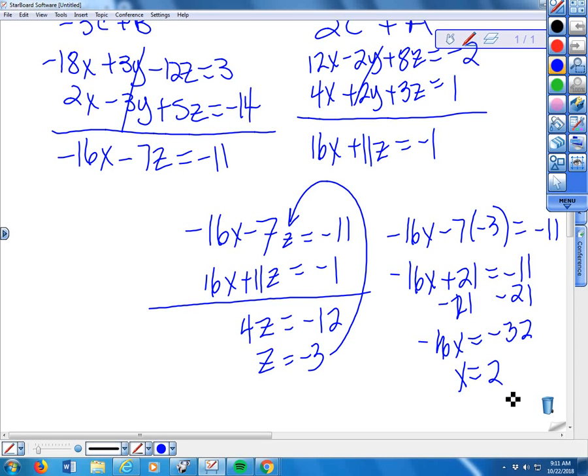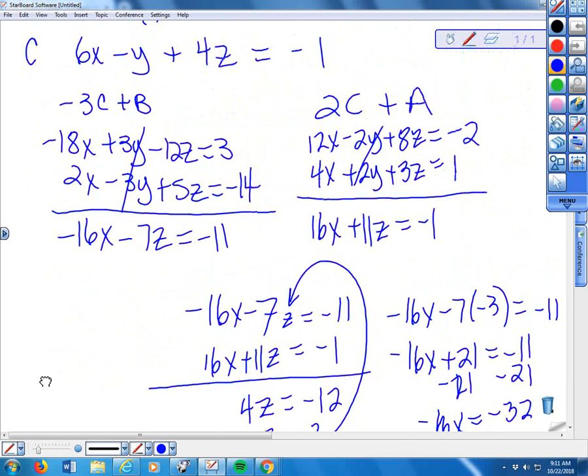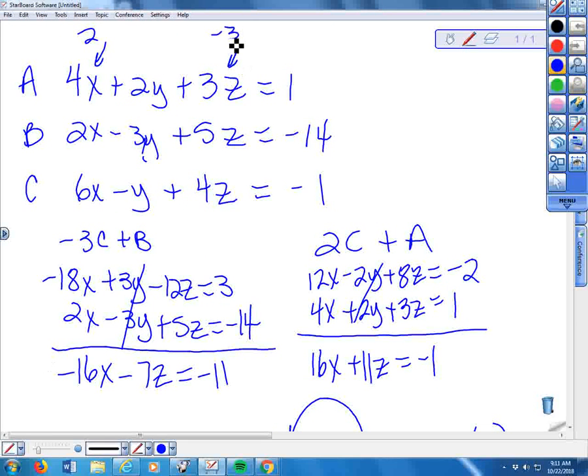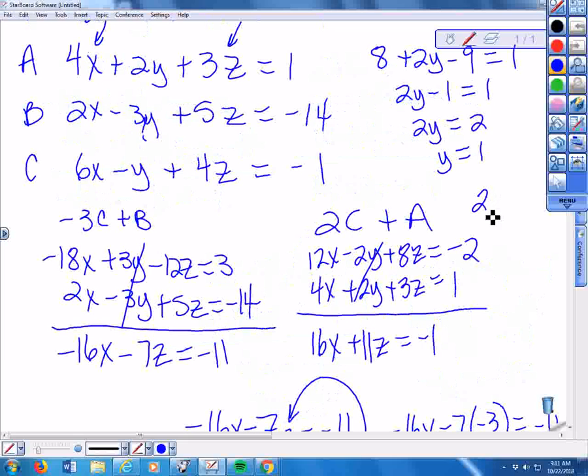Now I know x and I know z, so I can go back up to my original. X is 2. Z is negative 3. So I can just plug those in. 4 times 2 is 8, plus 2y. 3 times negative 3 is 9. So I have 2y minus 1 equals 1. 2y equals 2, y equals 1. So my answer then, x is 2, y is 1, z is negative 3. That's the point where these three lines intersect. Three planes, really, is what they are.